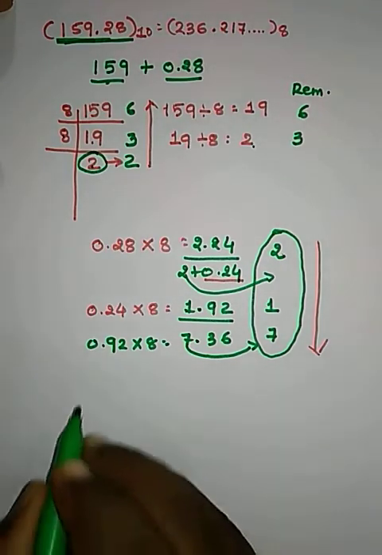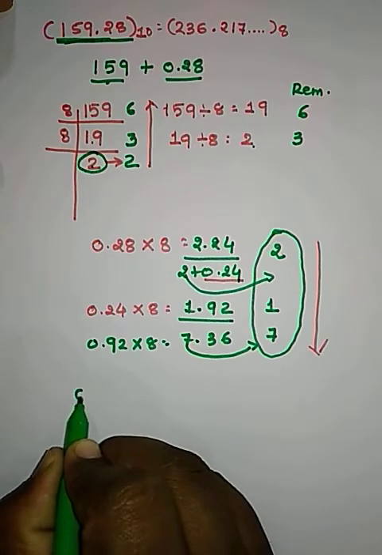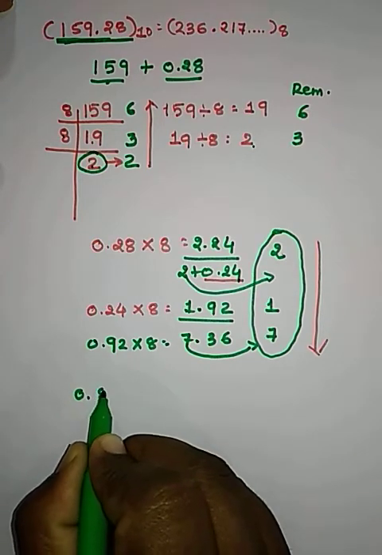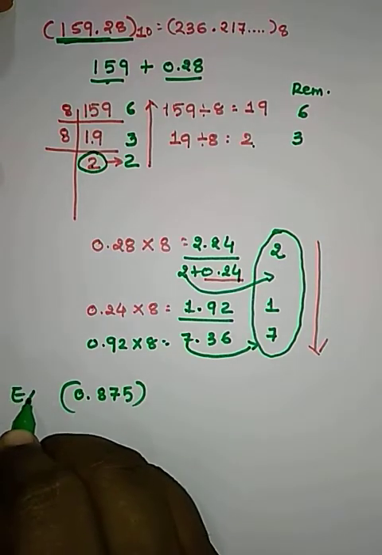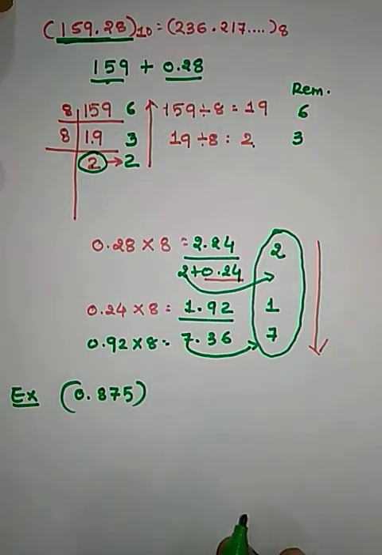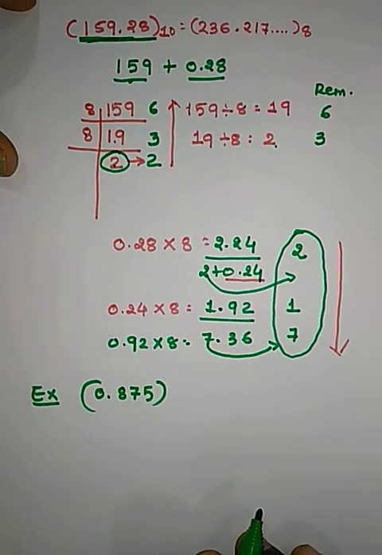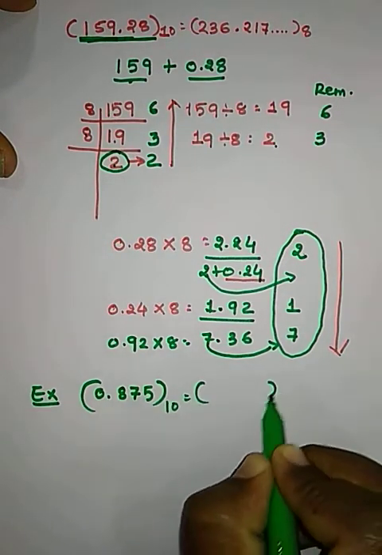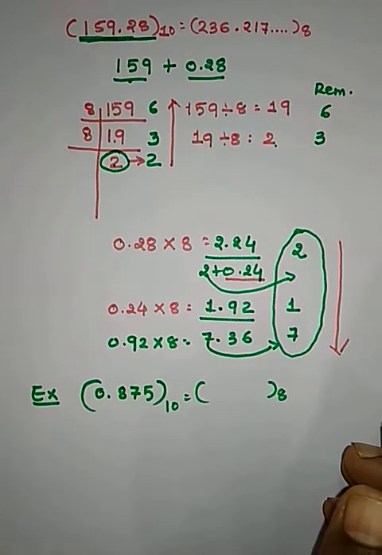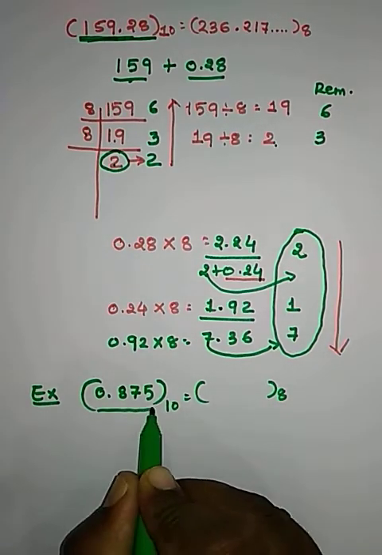See the next example. Suppose I have a number 0.875. This is to be converted into an octal number. Now see here, in this number there is no whole part.